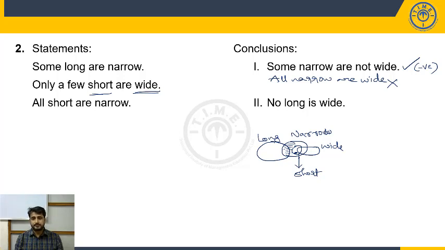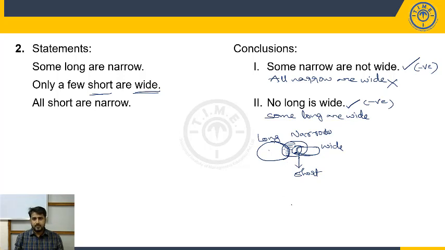I hope you are clear. No long is wide. Yes, even it is true. Long is here, wide is here in the basic diagram. So it is true. What kind of conclusion is it? Negative conclusion. When a negative conclusion is true, we will draw the alternate diagram. What is the alternate diagram for no? Some. Some long are wide. Can we draw the diagram for that or not?